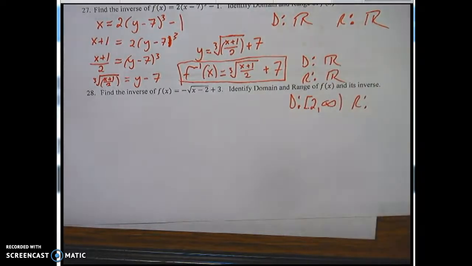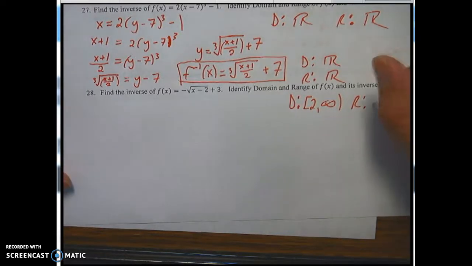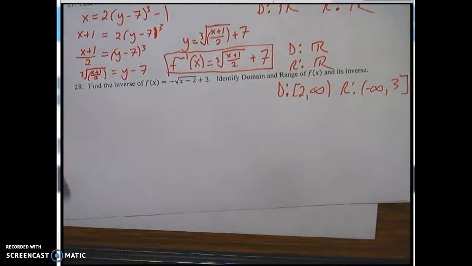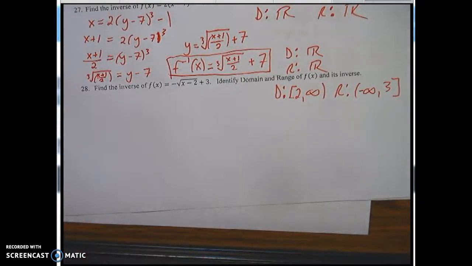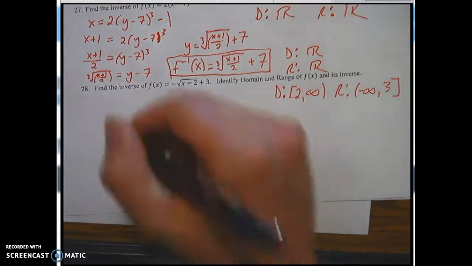Now the range has been pushed up 3, but it's also been reflected, which means it's going to go from negative infinity up to positive 3. And you should graph that to see it. The easiest way to get the domain and range right every single time is just to graph it. Take a look at it on your graphing calculator. So let's go ahead and find the inverse.